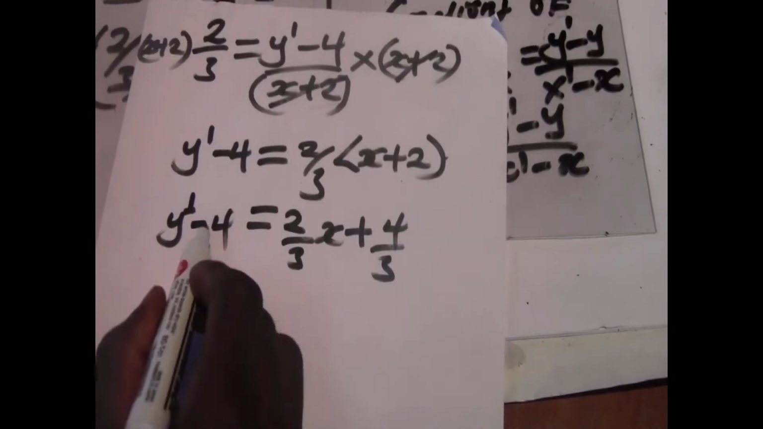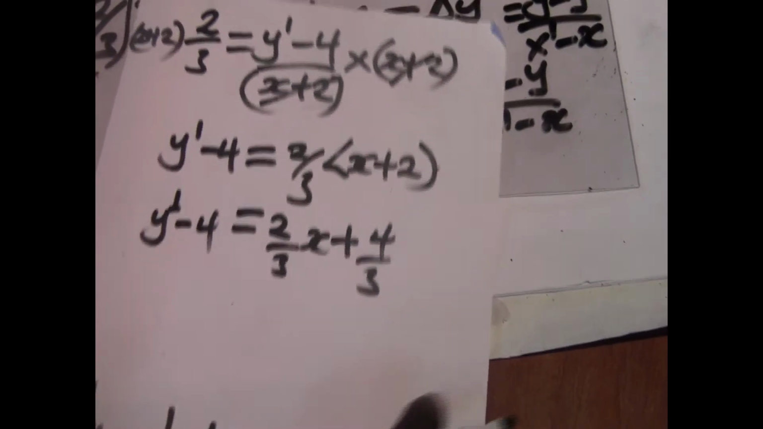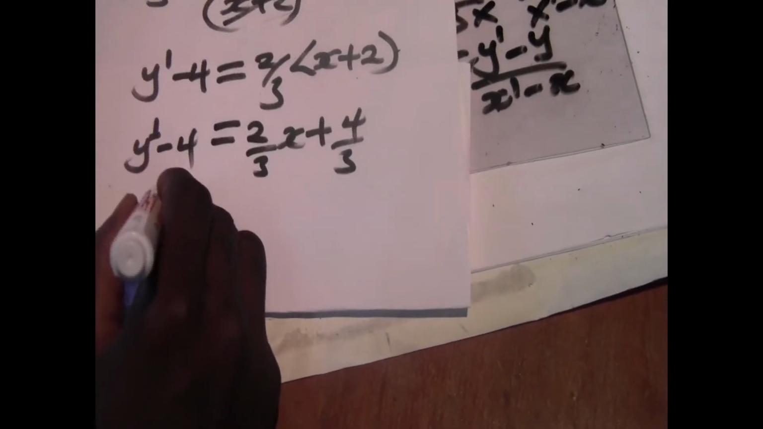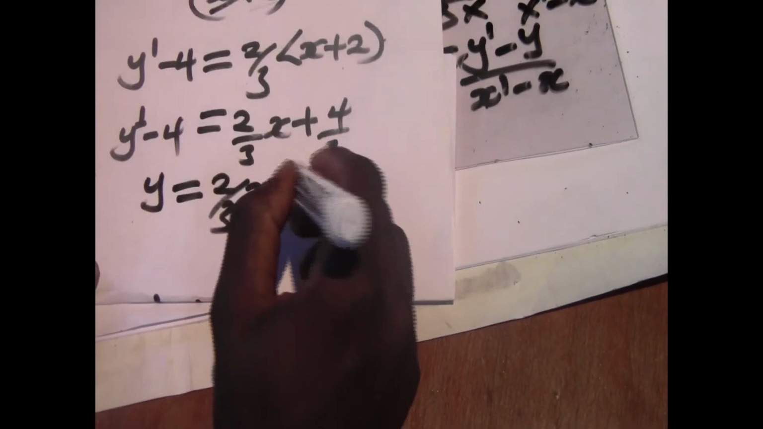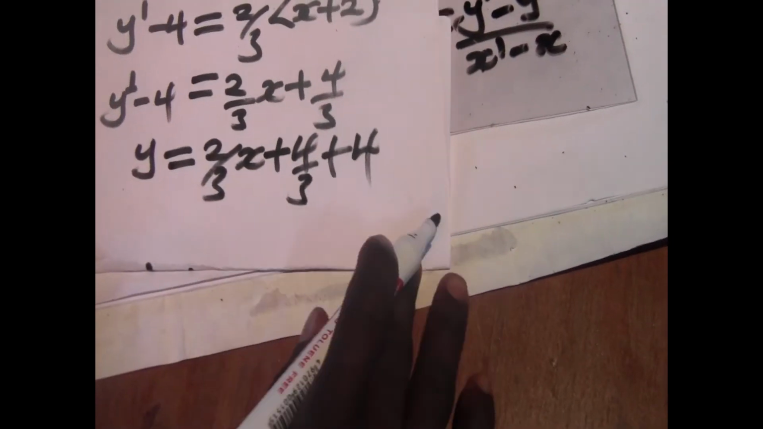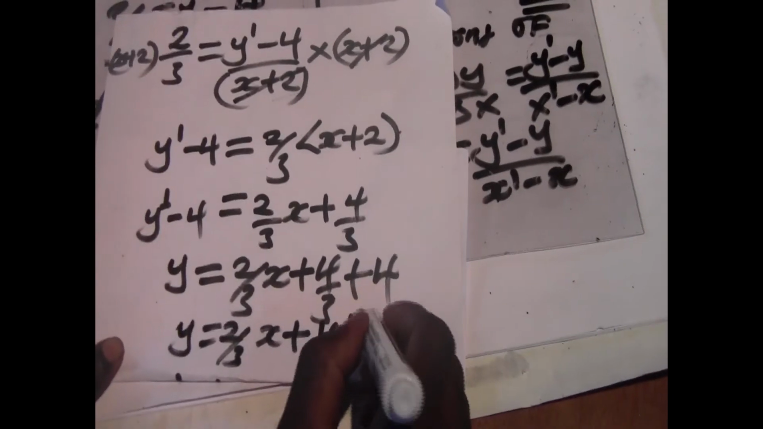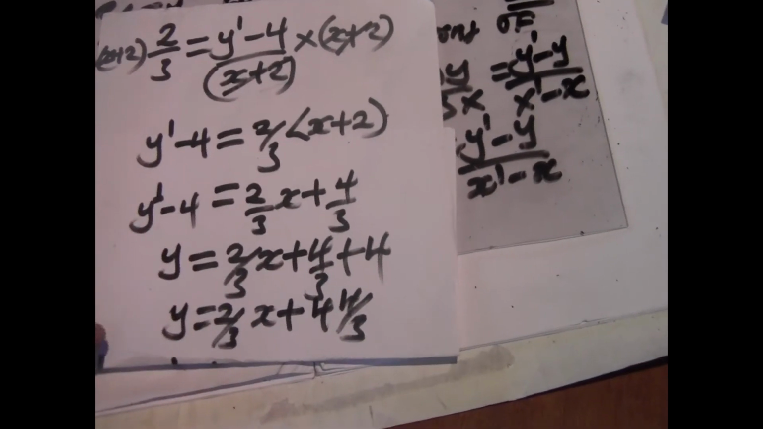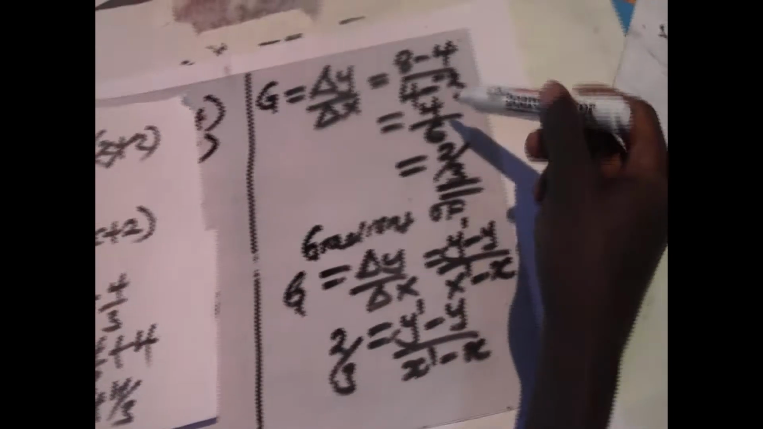So we can take this one to the other side. So it will be, equation of this line will be y is equals to 2 over 3x plus 4 over 3 plus 4. Are you together? So from there, you check the like terms together. So it will be y is equals to 2 over 3x plus 16 over 3. That is the equation of that line. So you can pause the video and then follow the procedure from here.